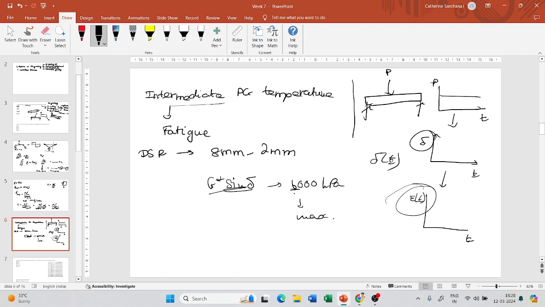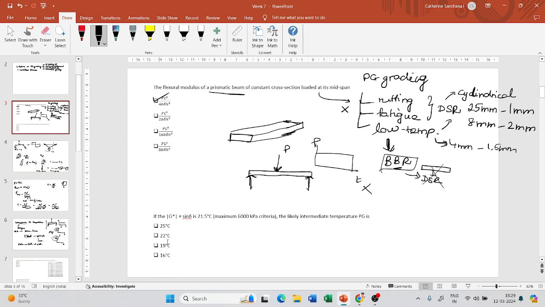So how did this evolve? Initially the value was 3 kPa, and from 3 kPa they changed it to 5 kPa, and from 5 kPa they have changed it to 6 kPa now. Now this value of 6 kPa is the maximum value that the bitumen should have at that intermediate temperature to prevent or limit fatigue cracking. So what does this question mean? Now I'm testing bitumen.